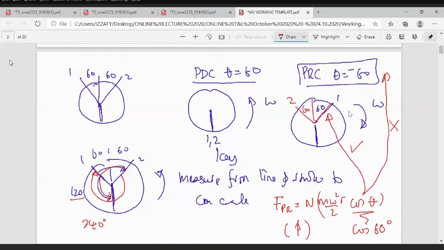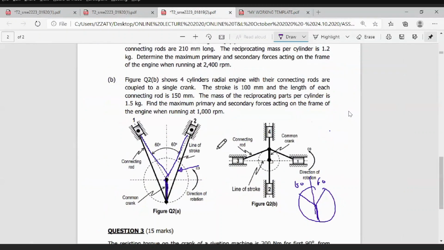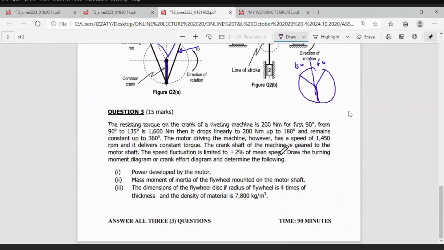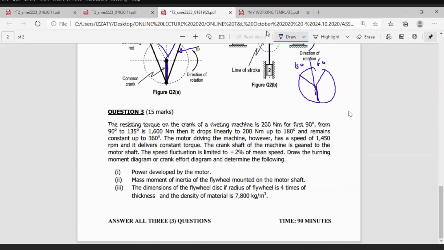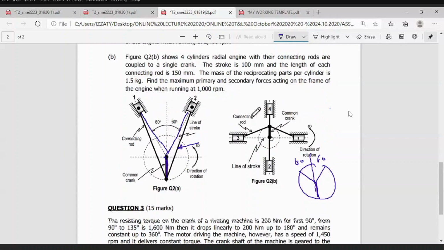So any other question before we end our class tonight? Yes, about this question. It asks for the maximum primary and secondary force. Okay, what is the meaning of maximum? Maximum primary and maximum secondary force.